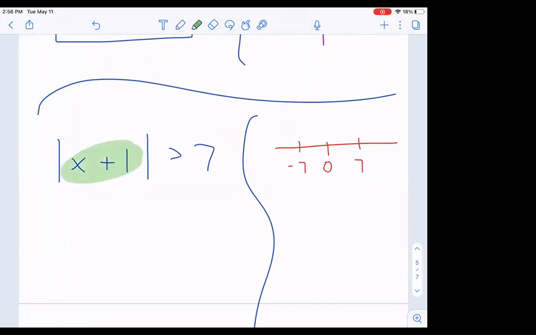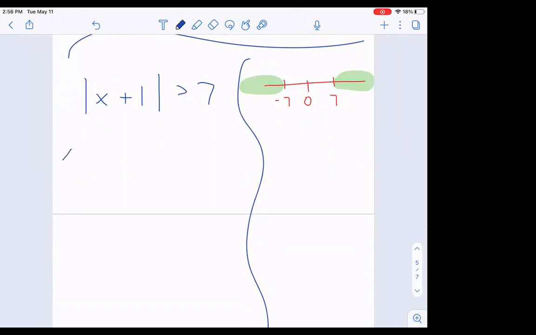If we want this to be more than 7 units away from 0, it would have to be either here or here. And that's what our two equations are going to be. It's going to be less than -7 and greater than +7. So our two equations, this you should write down, x plus 1 is less than -7. That's showing this area here. And x plus 1 is greater than +7. That's showing that area there.